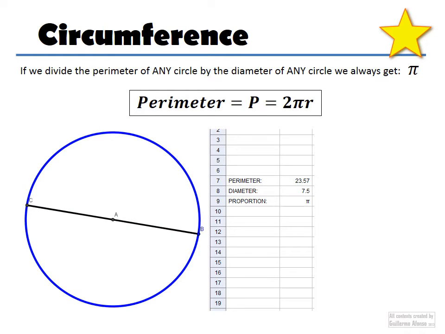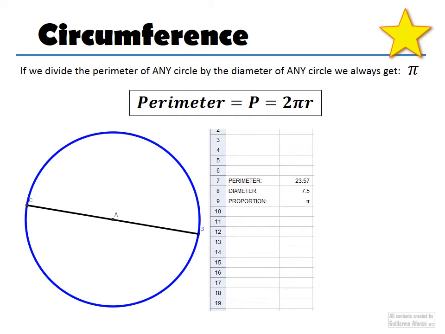Here you have an example. This is the perimeter. In this case, the circle I've drawn, it measures 23.57 units. The diameter, which is this length here, measures 7.5. If I divide, I get pi. Now remember, the diameter is 2 times the radius, which is why the perimeter divided by 2 times the radius is pi. Therefore pi times 2 times the radius, the diameter, gives me the perimeter. That's where this formula comes from.